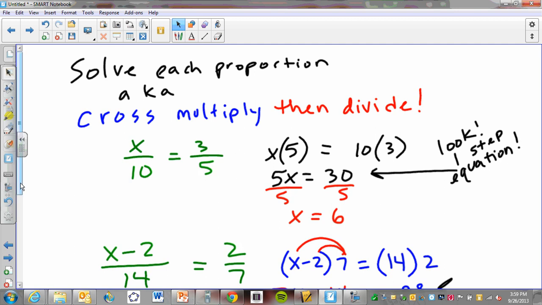All right, the next part will say solve each proportion, also known as cross multiply, then divide. So if you have x over 10 equals 3 over 5, and we're trying to find out what x is, cross multiply. 5x equals 10 times 3. 10 times 3 is 30. This is 5x. This is definitely a one-step equation, which we did last Thursday and Friday. Divide both sides by 5. You'll find out x equals 6.